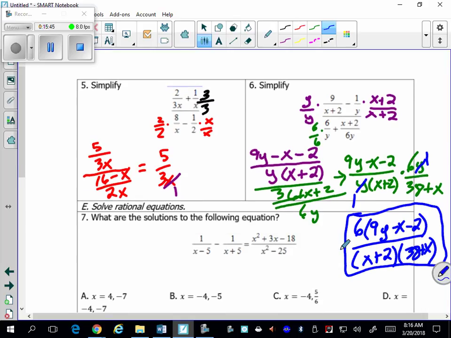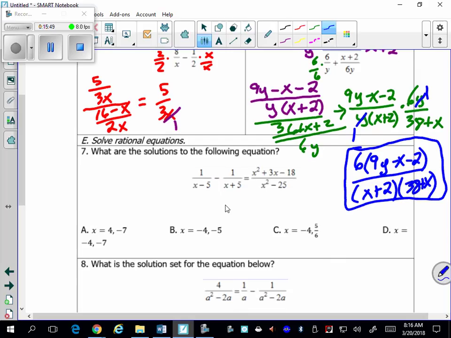Number 7. So the first thing I'm going to do here when it comes to solving rational equations is factor the denominator. My first goal is to get like denominators. So I want x squared minus 25. We can factor that into x minus 5, x plus 5. And when I do that, I get to see that I have x minus 5, x plus 5.